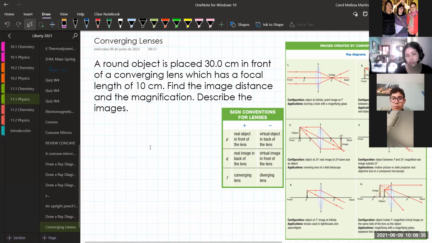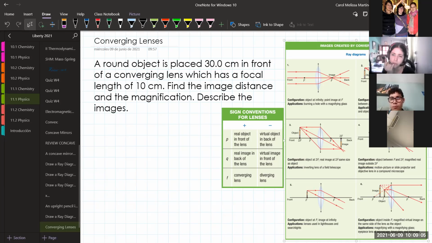Now, remember that I told you, I sent you in the presentation that the formulas that we will be using for this are the exact same that we use for mirrors, okay? So there are no new formulas. The only thing that is going to change is the sign conventions for lenses and the ray diagram that we will be doing, okay? Take a look.